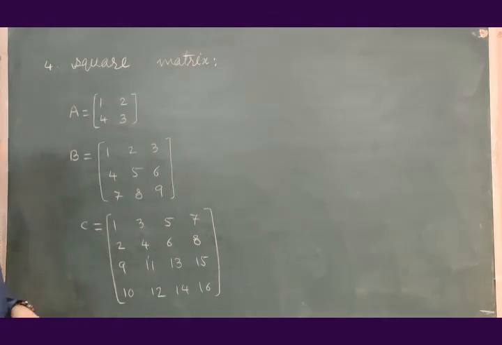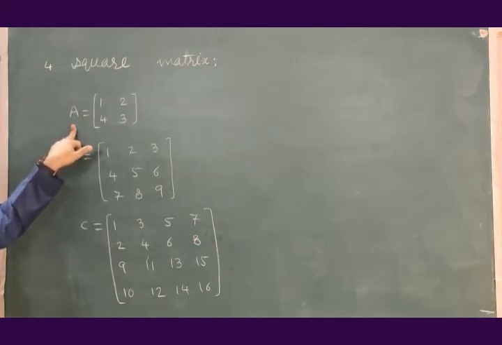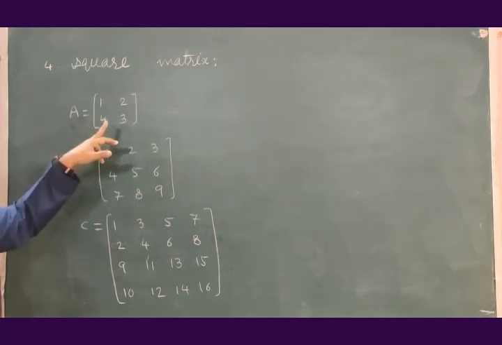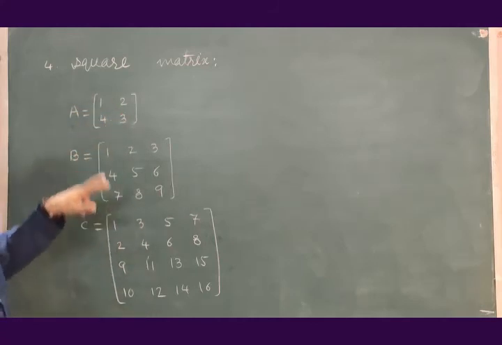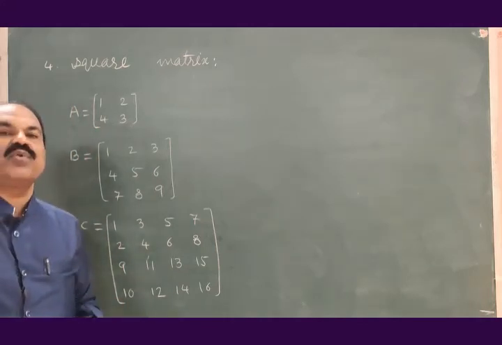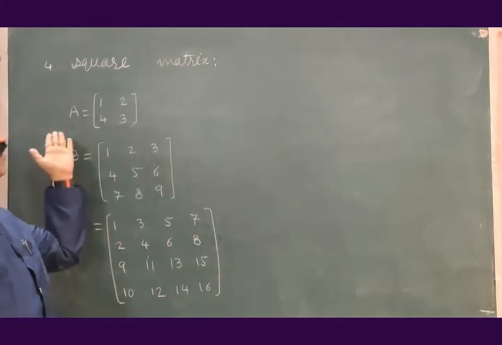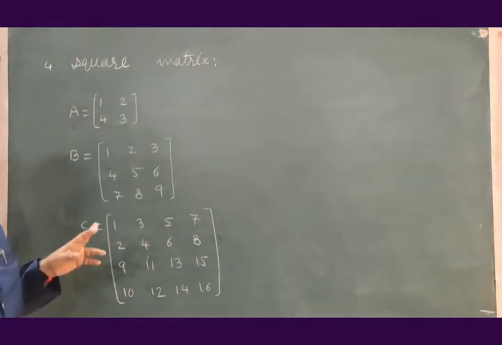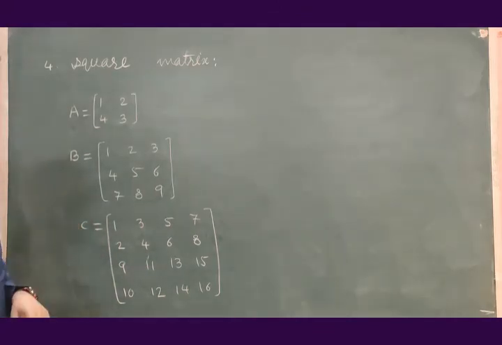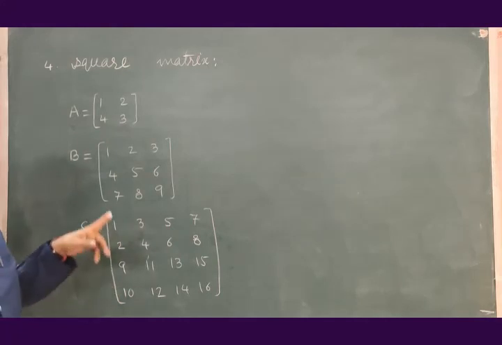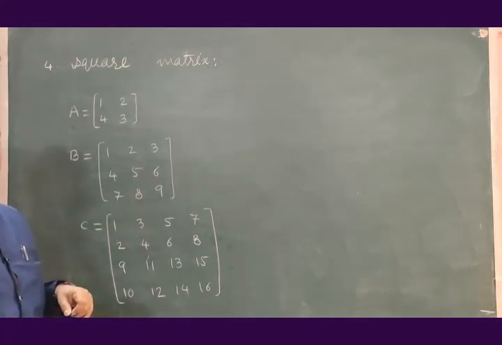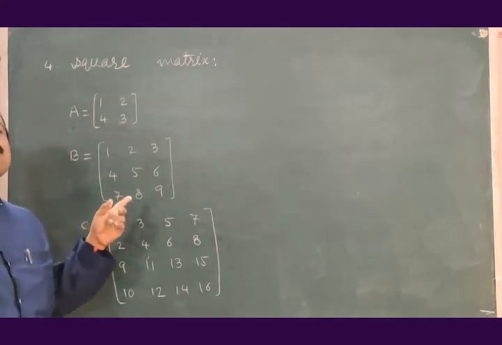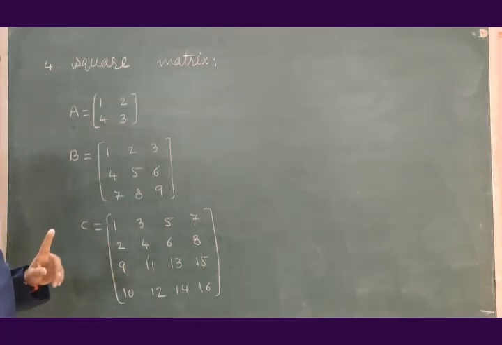Now come to these examples. Let us consider matrix A. How many rows are there? 2 rows are there. How many columns are there? 2 columns are there. So for matrix A, the number of rows is equal to the number of columns, and therefore matrix A is a square matrix. Come to matrix B. How many rows are there? There are 3 rows. How many columns are there? There are 3 columns. It means that matrix B is also a square matrix.